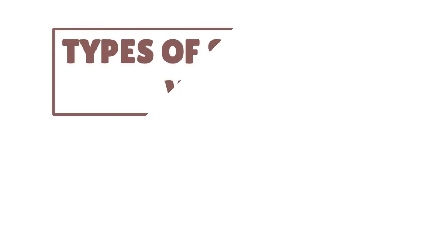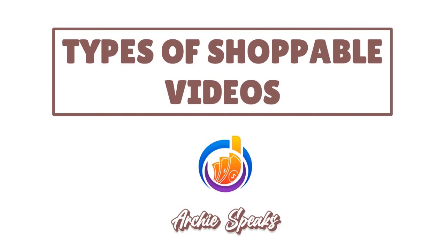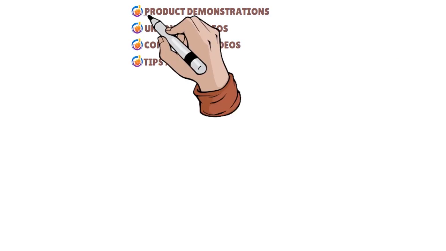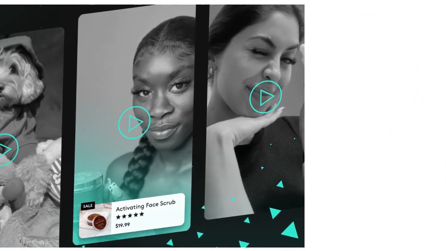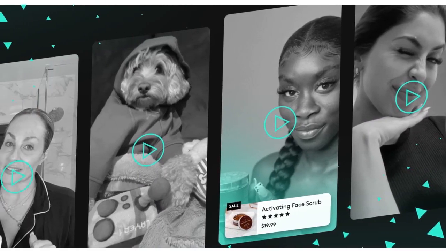Let me talk to you about the types of shoppable videos you want to really think about this year, because you have a lot of them. You have product demonstrations, unboxing videos, comparison videos, tips and tricks, among others. Product demonstrations are really great because they help viewers understand your product's appeal by showcasing how it performs. For example, you might showcase the different settings on a vacuum cleaner to show how it works.